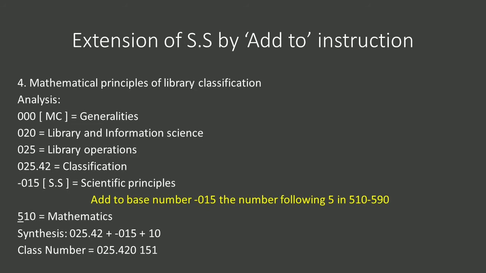I have told in my previous video that whenever the class number will be more than 3 digits, after the 3 digits we have to use a decimal fraction, that is dot. When the class number will be more than 3 digits, we cannot use the digit 0 at the end of the class number. Here there is 0 at the end, that is why I have removed the 0.